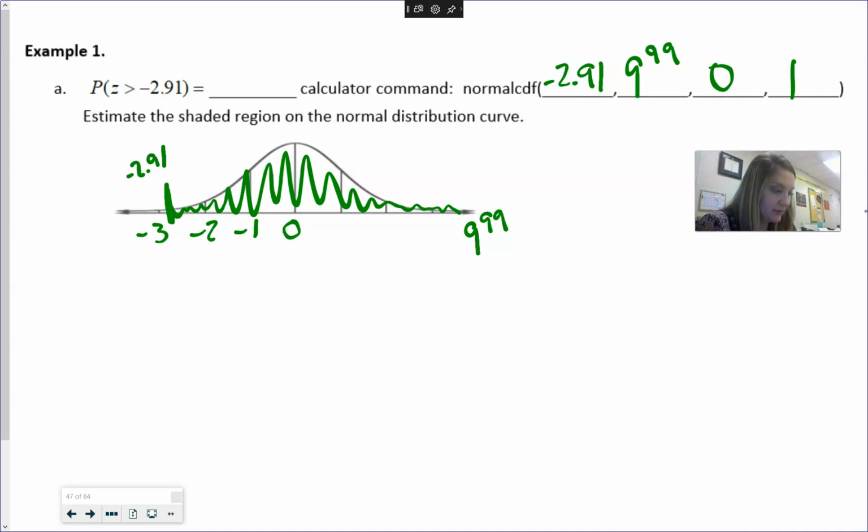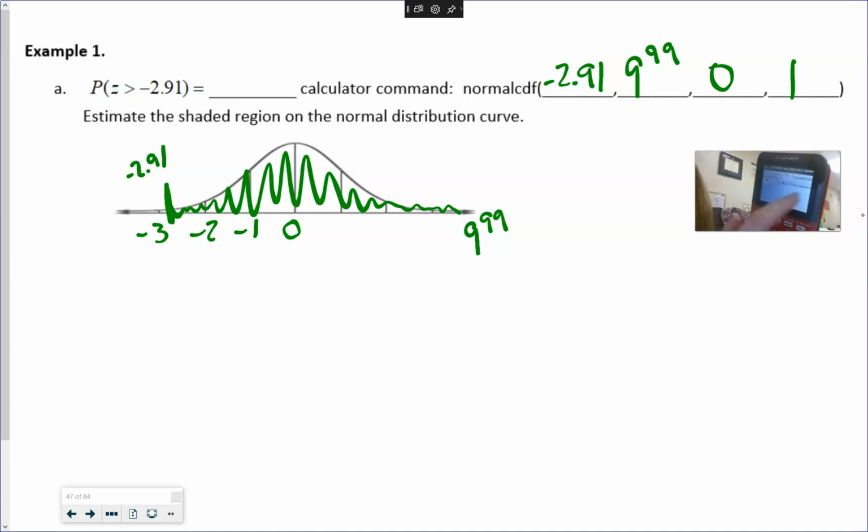All right, so here we go. So normal CDF, my lower bound is now negative 2.91. My upper bound is infinity, so I'm going to say 9 to the 99. You only change lower and upper. You never change your mean or your standard deviation. I'm going to push enter to paste it on there.